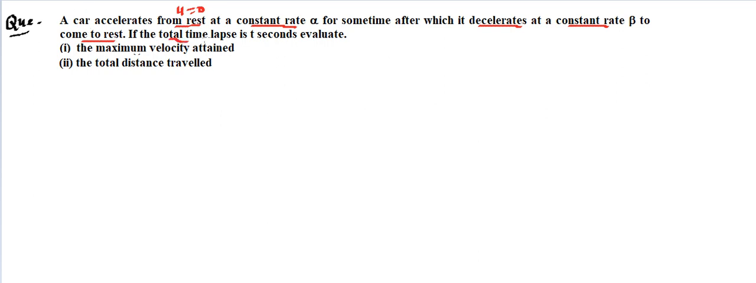The total time elapsed during this process is t, so the total time is given to us. We need to evaluate, first, the maximum velocity attained during the journey, and second, the total distance traveled by the particle in the journey. So I'm providing the solution here.